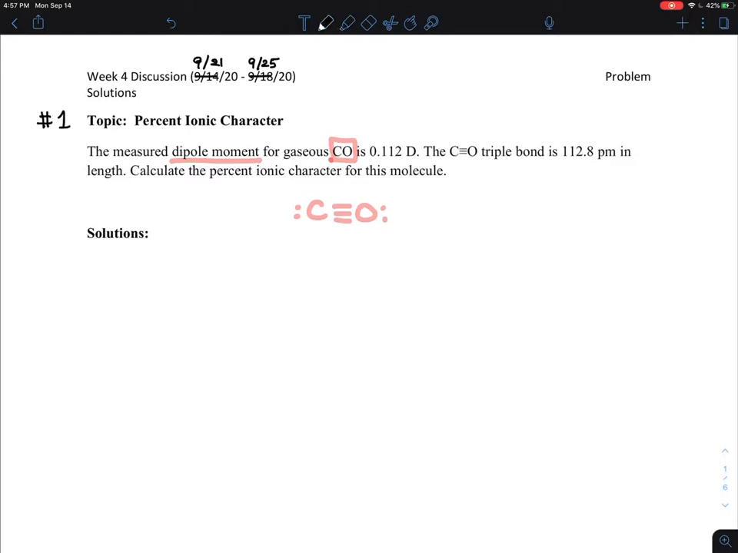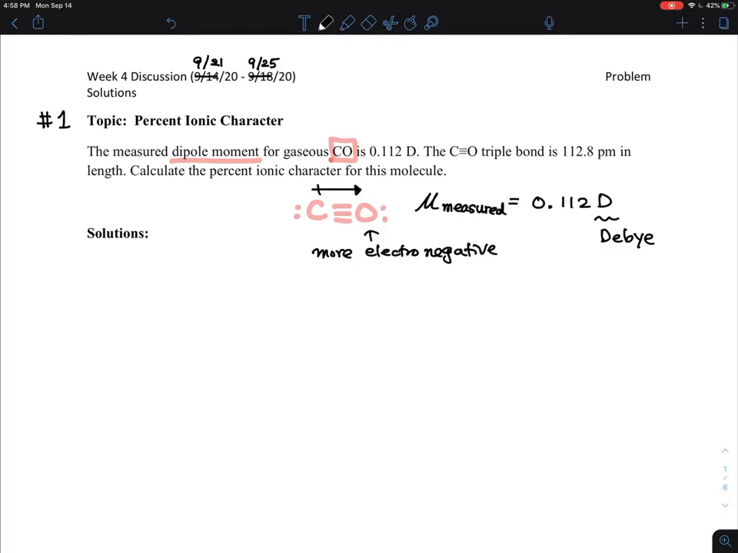And this one is more electronegative. Okay, and so it has a dipole moment that looks this way. Electrons are being pulled this way. And the measured dipole moment, which is mu measured, has been known as 0.112 D.